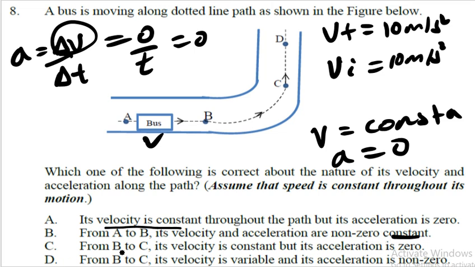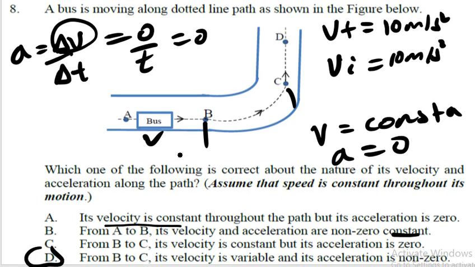C, from B to C, velocity is constant, but its acceleration is 0. From B to C, it has to increase its speed, as I said before. It has to increase its speed, and then the velocity varies here, because it's moving up the hill. D, from B to C, velocity is variable and its acceleration non-zero. Yeah, this one is appropriate.